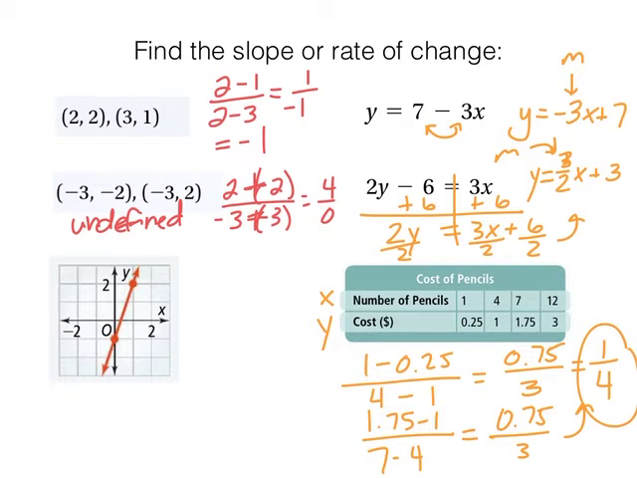Okay, let's go through these. So we have just regular finding slope right up here. Y minus y over x minus x. I chose to go first point to second point. I get 1 over -1, so you should have a -1 slope for that.